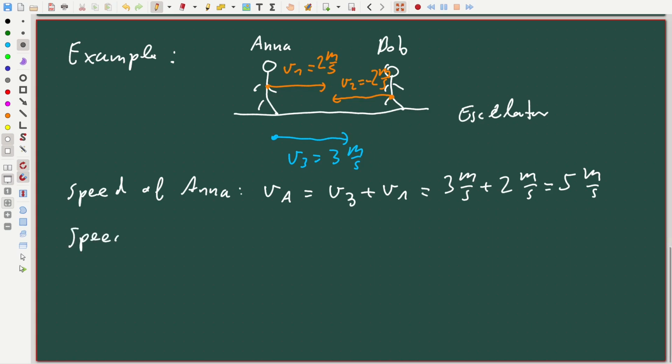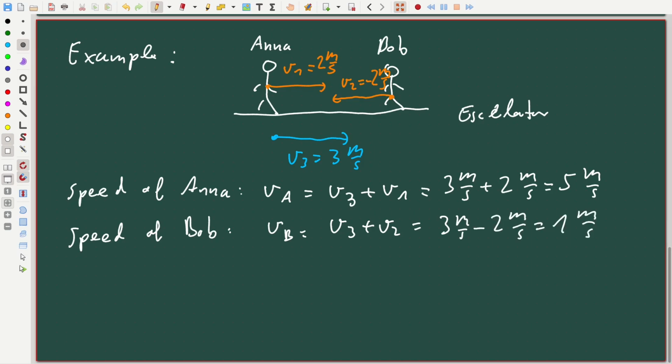And now we take a look at the speed of Bob, and let's call this VB. Here we have to write V3 plus V2. But as we said before, V2 is actually minus 2 meters per second. So we can write here 3 meters per second minus 2 meters per second, and this results in a total speed of 1 meter per second. So Bob still moves in positive x direction, but with a slower speed than Anna from an outside observer.